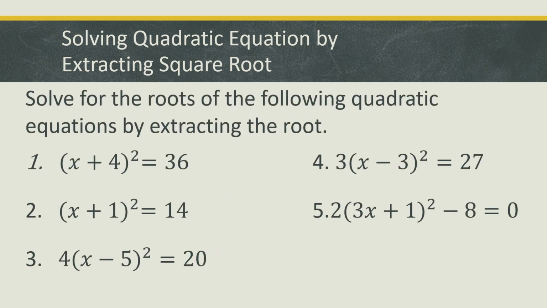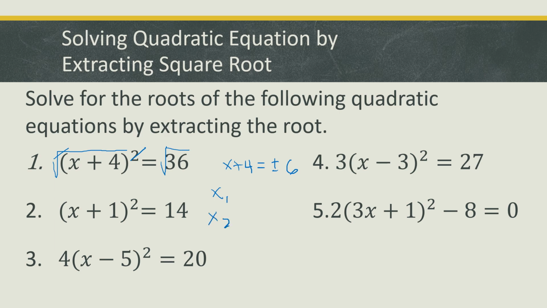Okay, let us solve. Again, the same thing, just what we had a while ago for example number 5. We just need to extract the square root of both sides. Okay, so cancel the square. So we have now x plus 4 is equal to the square root of 36, which is positive and negative 6.